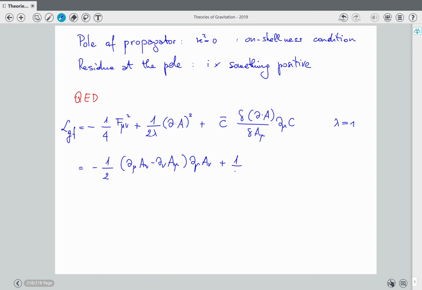Plus 1 divided by 2 lambda, d mu A mu squared, and plus c bar, what is this derivative here? This thing is just equal to partial mu, because you have d mu A mu and then you drop a mu, so you have this. But here also we have a huge simplification, because you see here you have plus 1/2 divergence squared, but if you integrate by parts, here you have minus 1/2. Check the first term. The first term is partial mu A nu, partial mu A nu, and by means of a partial integration, you can write it as minus box.